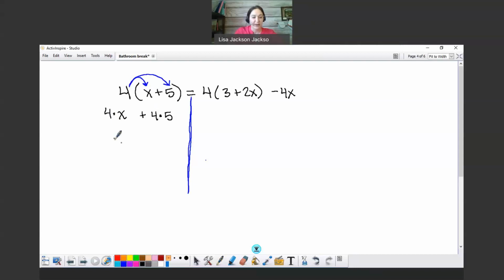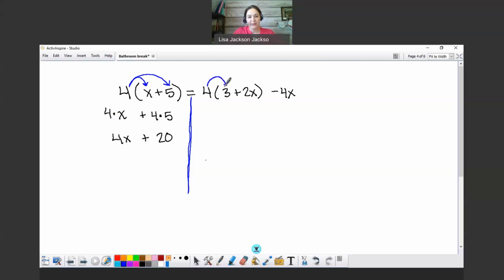That gives me 4x plus 4 times 5 is 20. This is as simplified as this side of the equal sign gets. This term has an x in it, this term does not, so they are not like terms. We cannot combine them. But I can go to the right side of my equal sign and simplify it.